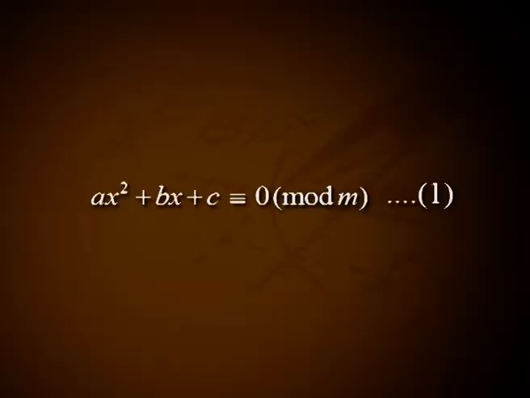In this unit, we discuss in detail quadratic congruence, Euler's criterion for quadratic residues, and Legendre's symbol. We shall now take up in detail the study of solutions of the quadratic congruence ax² + bx + c ≡ 0 mod m.